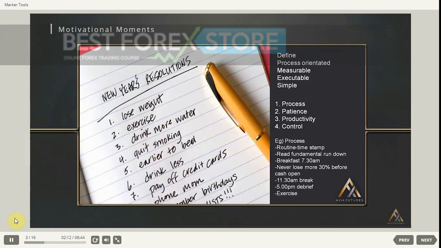Now, the next thing, goals must be measurable. Why? Because when times are tough, when you stand in front of that mirror and you're seeing no results, when you're stressed, you want to be able to lean on those measurable goals. You want to be able to see some tangible evidence that I'm actually getting closer towards what I want to achieve.